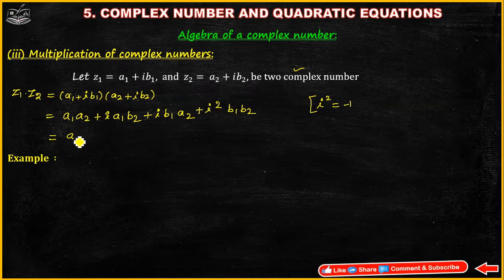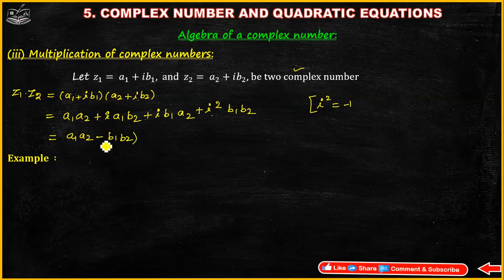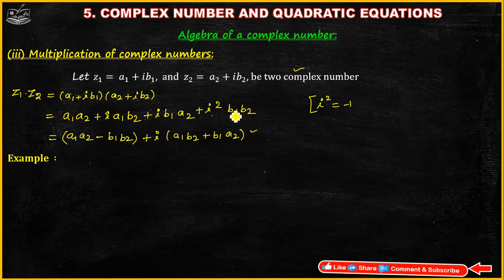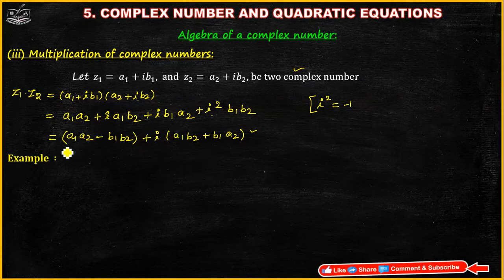So now in a1 a2, the i squared value is minus 1, so what's the conclusion? Minus b1 and b2, did you form it? Plus i into a1 b2 plus b1 a2. Did you form this data? i into a1 b2 plus b1 a2, is that clear, children? That's the value of the product of the two complex numbers.